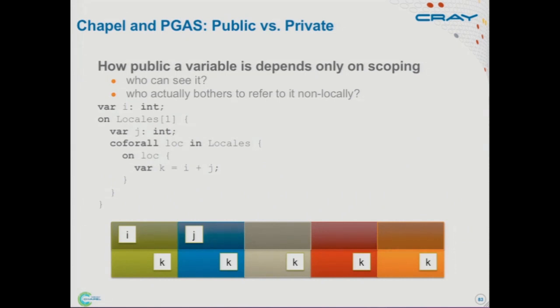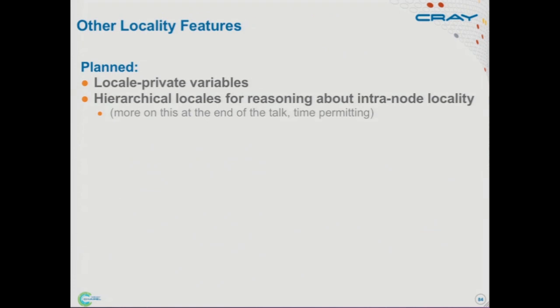The fact of the matter is, we don't actually think in terms of public and private much. This is something the compiler takes care of. It sort of does the right thing. You just refer to the things you need to refer to and don't refer to the others. And that's the locality features in a nutshell.